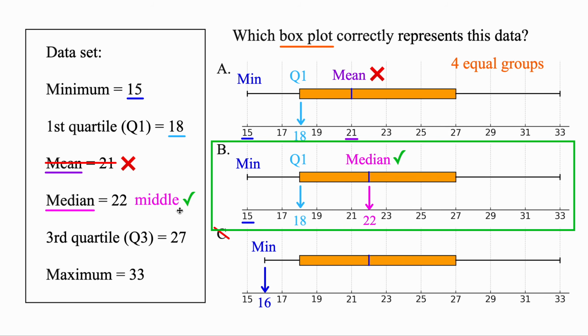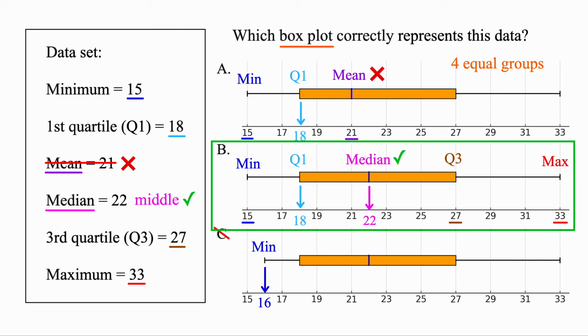And to finish it off, the Q3 or third quartile, that'll always be on the right side of the box. We'll label that. And 27 is the correct value. And on the far right, just like you were thinking, that's going to be the max or the biggest value. So 33 is the correct one. So as long as you know where these 5 values go, you'll be good to create any box plot here.